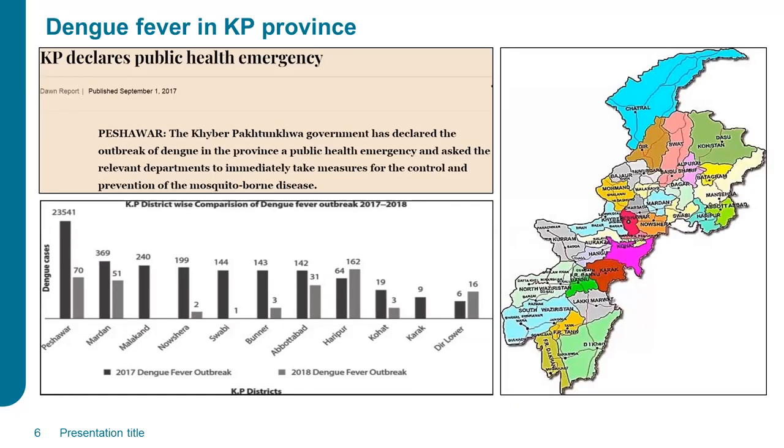Talking about Pakistan, it is a federating state with four provinces and two regions. The northwestern province, where we established that system, is known as Khyber Pakhtunkhwa province, which is well known for its tribal areas bordering Afghanistan. Historically, the province is the gateway to Central Asia. KP province experienced a huge dengue fever epidemic in 2017 and 2018, when 25,000 lab-confirmed cases were reported with more than 100 deaths.